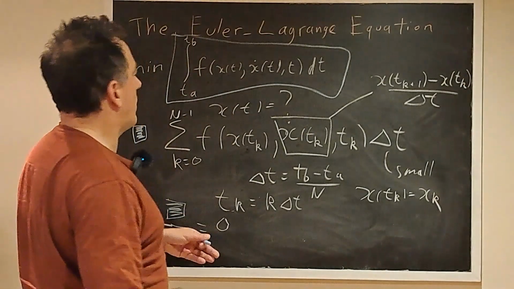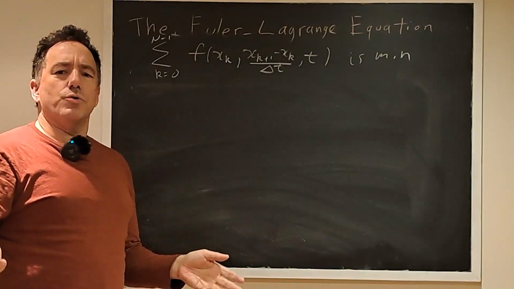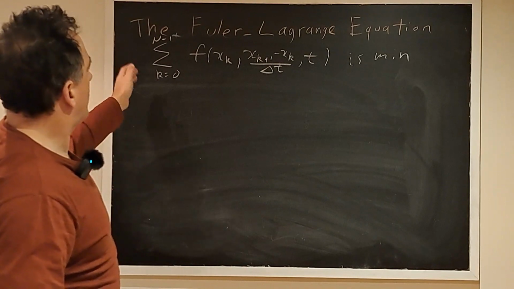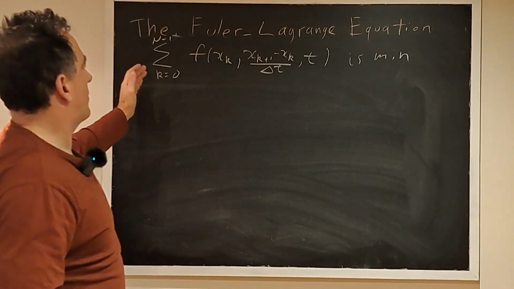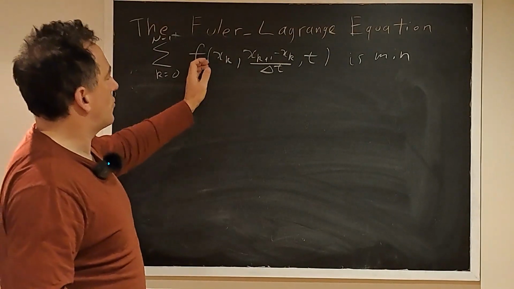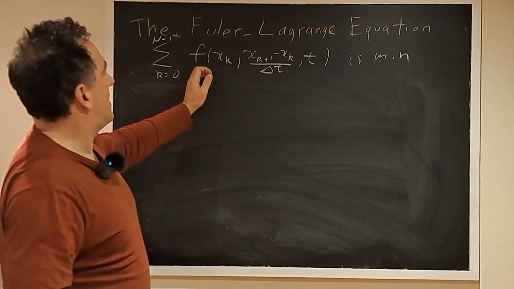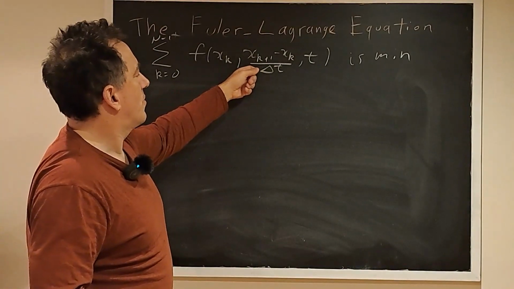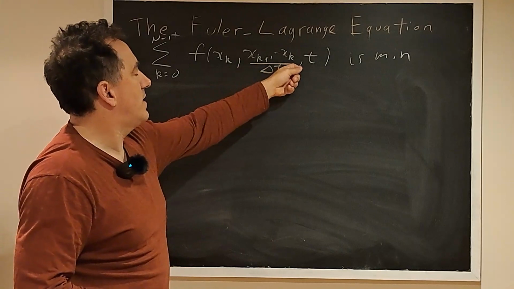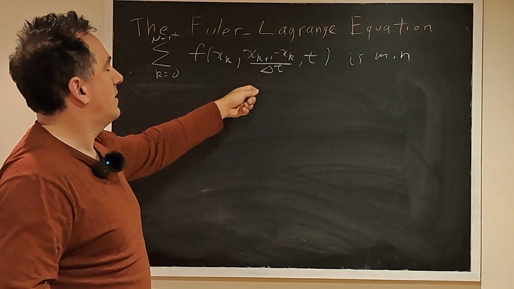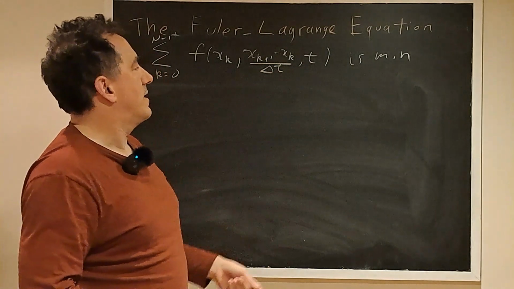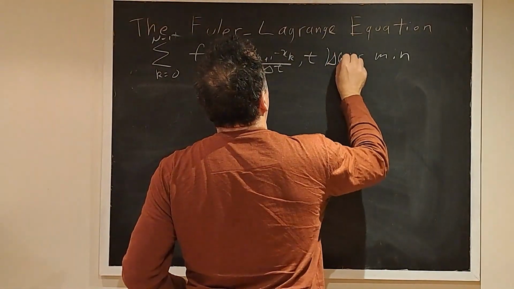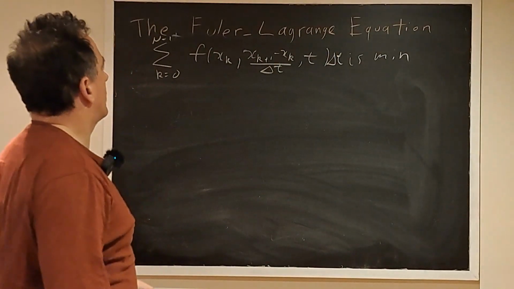So on the next board, we'll continue the problem. Using the notation I had at the end of the last board, we want to minimize this sum, which is the sum from k equals 0 to n-1 of this function evaluated at different k's. The function depends on xk, and the difference between x_{k+1} and xk divided by the time interval delta t, and t_k. And of course we had this delta t here.